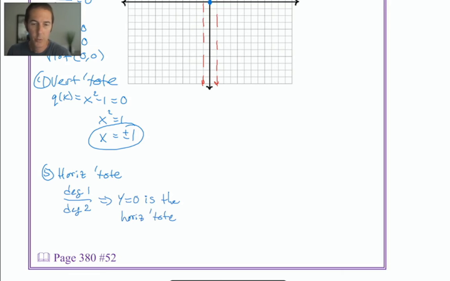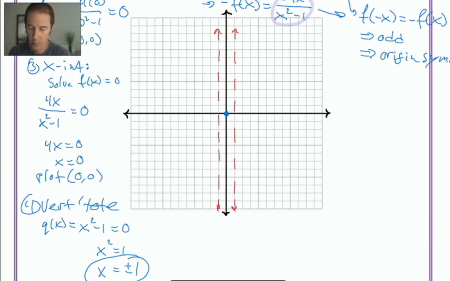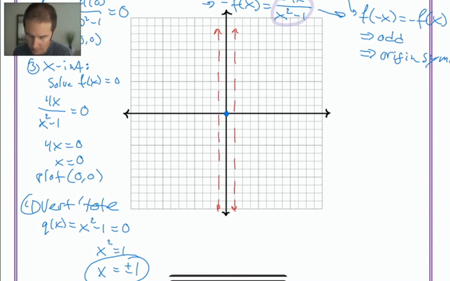And since the degree of the numerator is less than the degree of the denominator, we know that y equals 0. In other words, the x-axis is the horizontal asymptote. So let's go to our graph and put a dashed line along our x-axis. There we go.